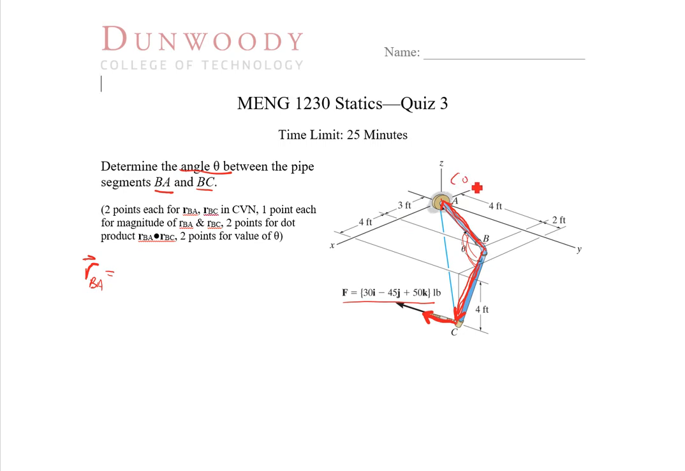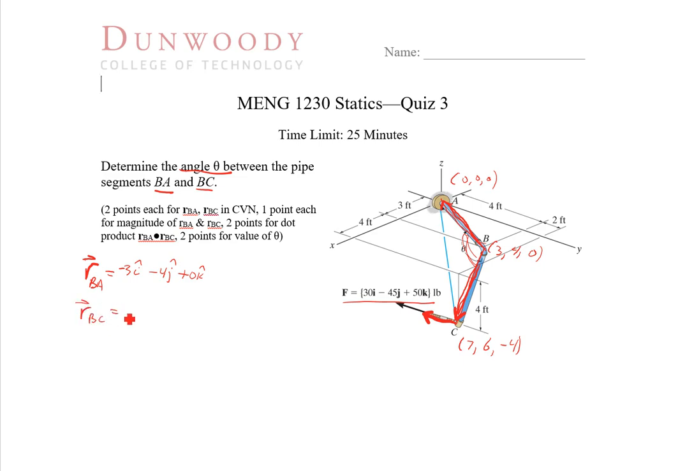So let's put in the coordinates of each of these. A is 0, 0, 0. B is 3, 4, 0. And then down here at C, we're at 7, 6, negative 4. So we went a little farther in the x direction, a little farther in the y direction, and then down in the z direction. So starting at B, going to A, we have A position minus B's position. So we get negative 3i, negative 4j, plus 0k. That gets us that vector.